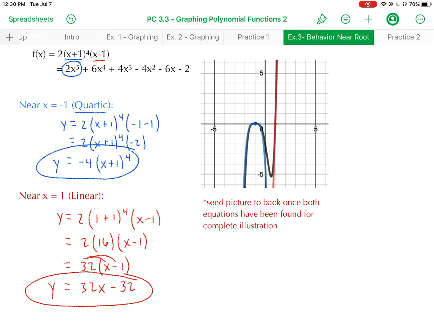Okay, so click over to practice 2. You're going to try it yourself, and then check back with my work here and see how you're doing.